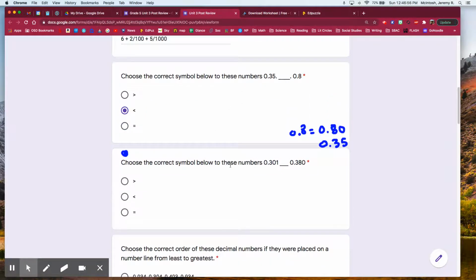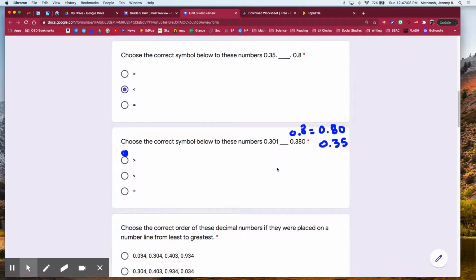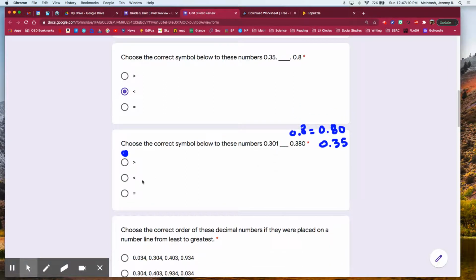Choose the correct symbol below for these numbers. 301 thousandths and 380 thousandths. Well, this one they have the same amount of digits, so I can just look at 301, 380. 301 is less than 380. Same symbol as last time.